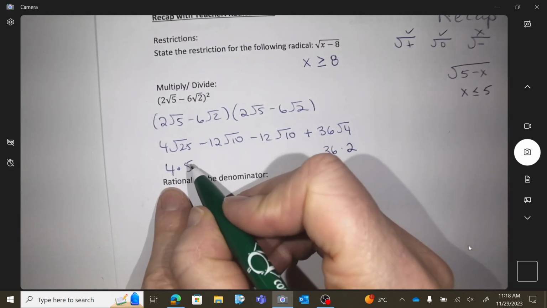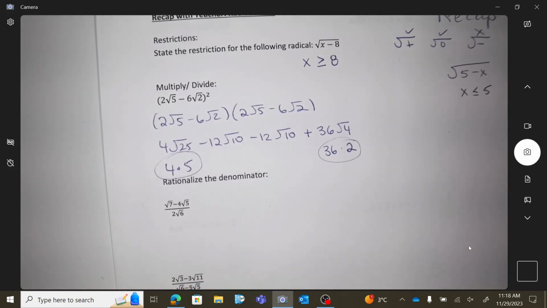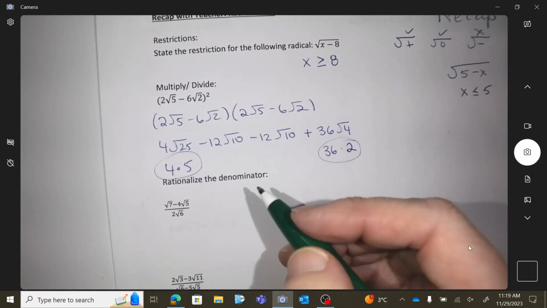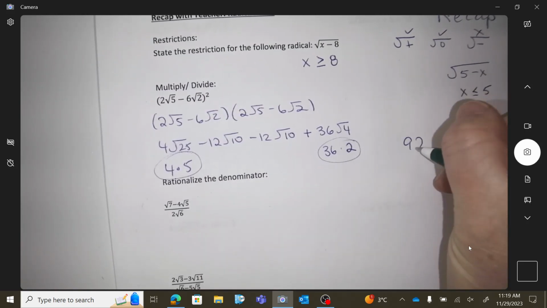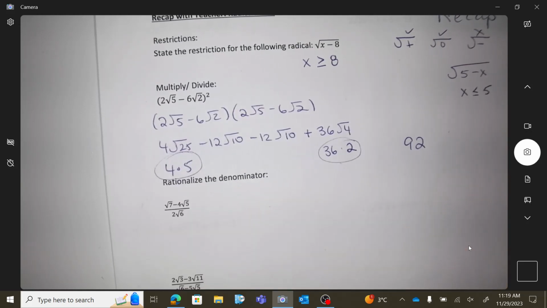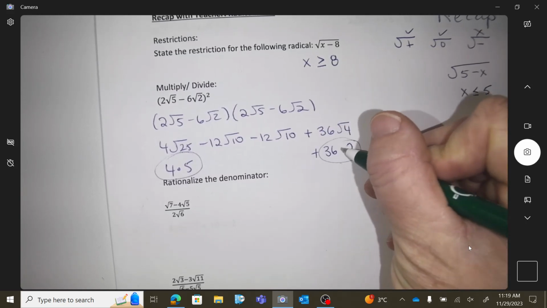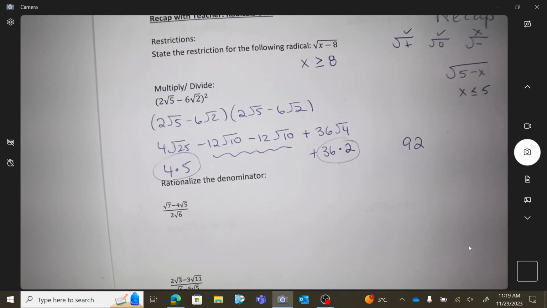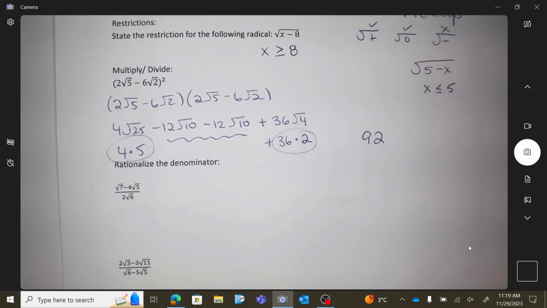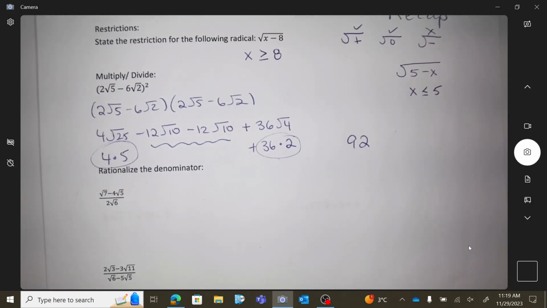Okay, so this is going to go together. So this is 20. So the number, there's a 92 when I put those together, right? Is that okay? 20, and this is 72. And then this can go together because it's the same radical, so it's just collection. So how many root 10s do you have all together?